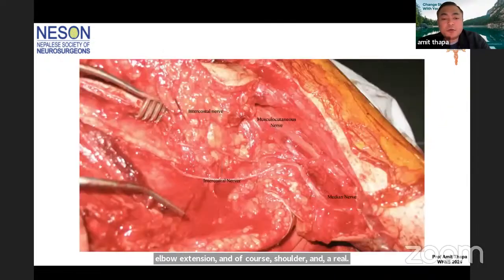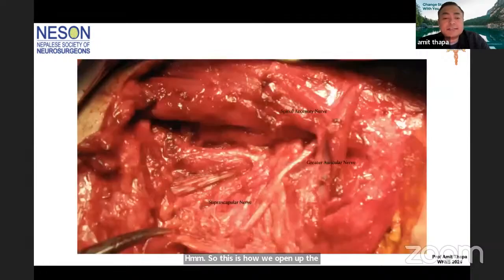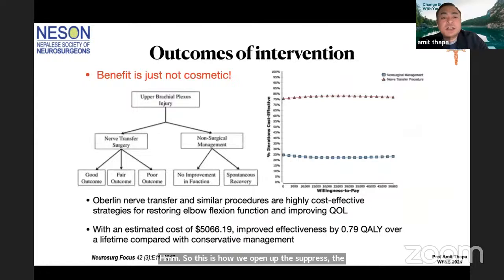So this is how we open up the intercostal nerve and then try to neurotize it. This is suprascapular neurotization. Now, someone may say that, okay, we see these pictures, patients are moving the limbs, but then this is just a cosmetic benefit. However, there have been a lot of studies on this.